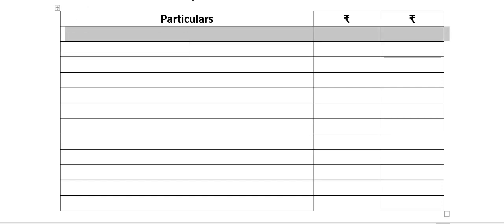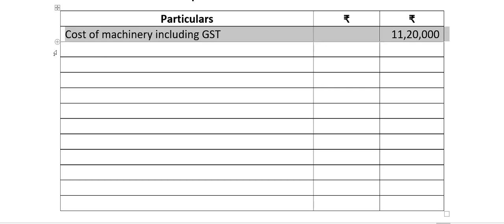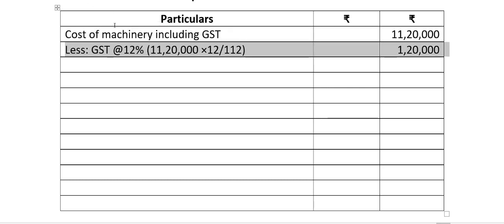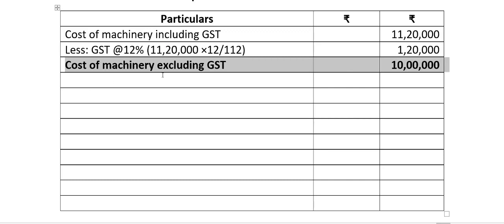So the first one, obviously cost of machine, but here it is including GST. So the first thing we have to do is we have to deduct the GST amount. So 11,20,000 is the total amount. 12% is the rate of GST. 100 plus rate of tax, that is 100 plus 12, so 112. 1,20,000 will be deducted from this. How much will you get? Cost of machine excluding GST will be 10 lakh.